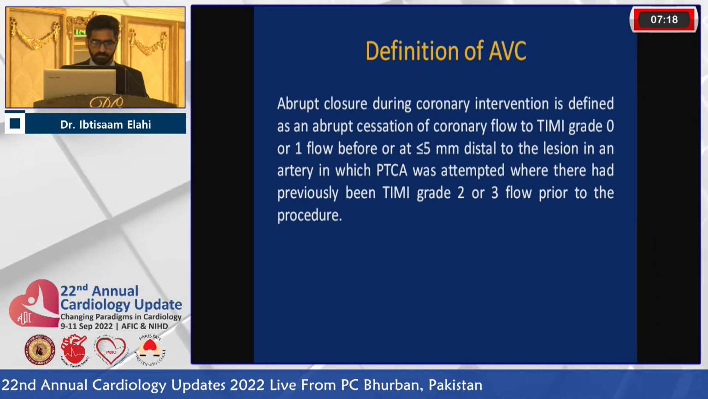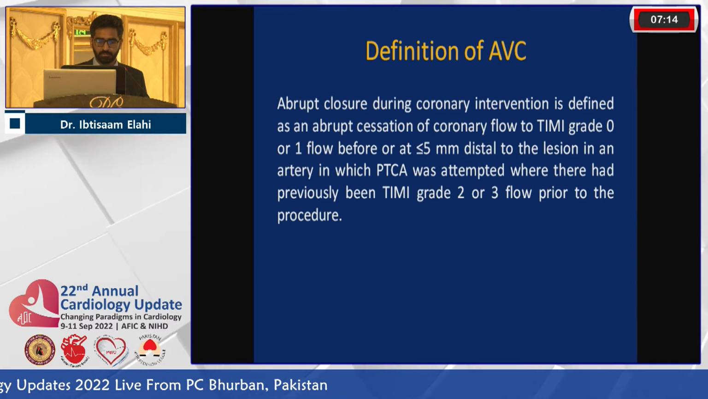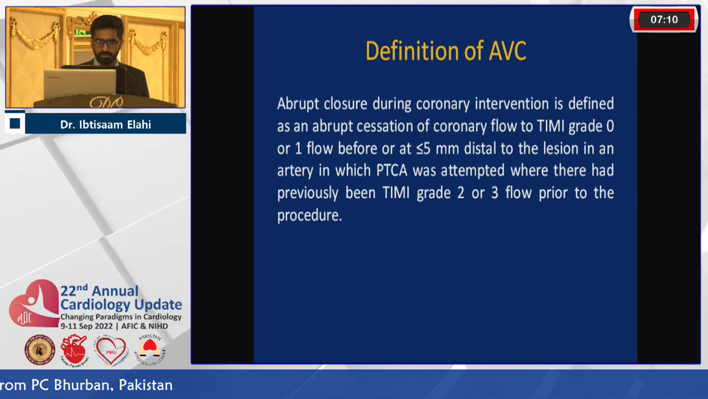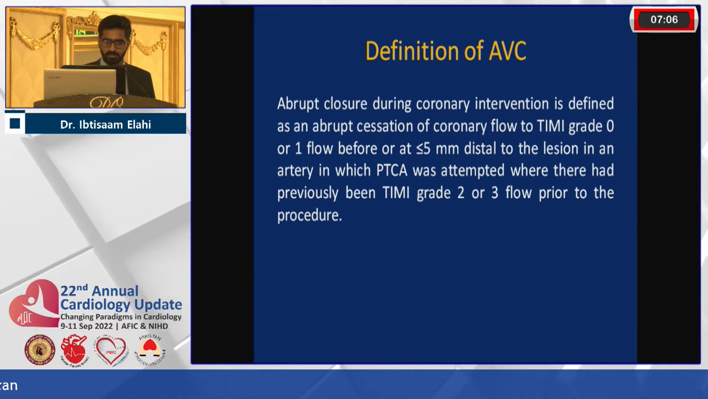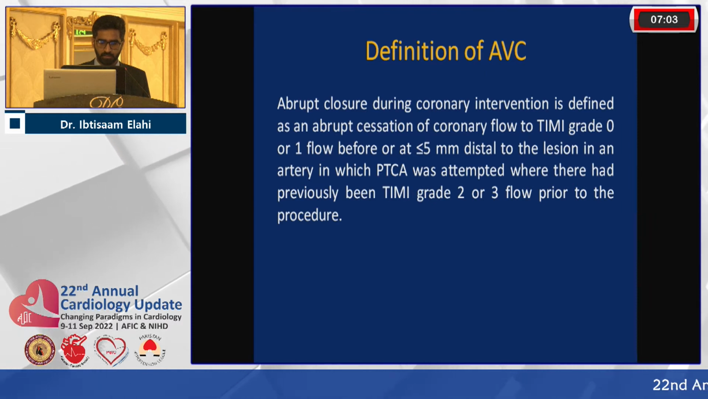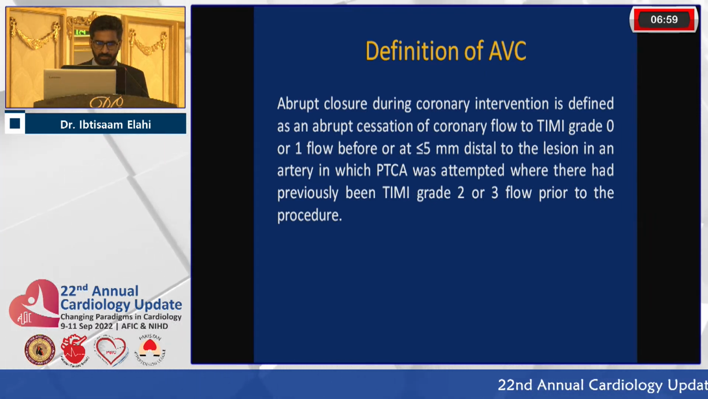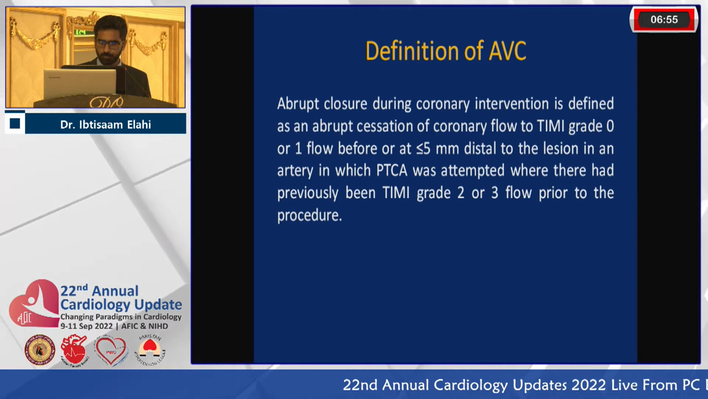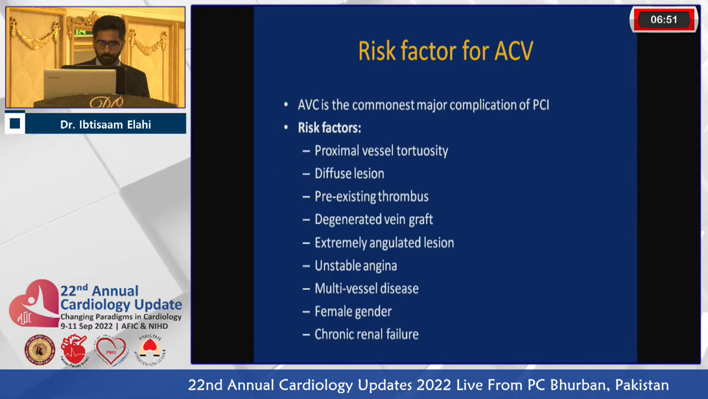So this is just the literature showing abrupt vessel closure during coronary intervention. It is defined as abrupt cessation of coronary flow to TIMI 0 to 1 flow, before or at less than or equal to 5 mm distal to the lesion in an artery in which PTCA was attempted, where there had previously been TIMI 2 or 3 flow prior to the procedure.